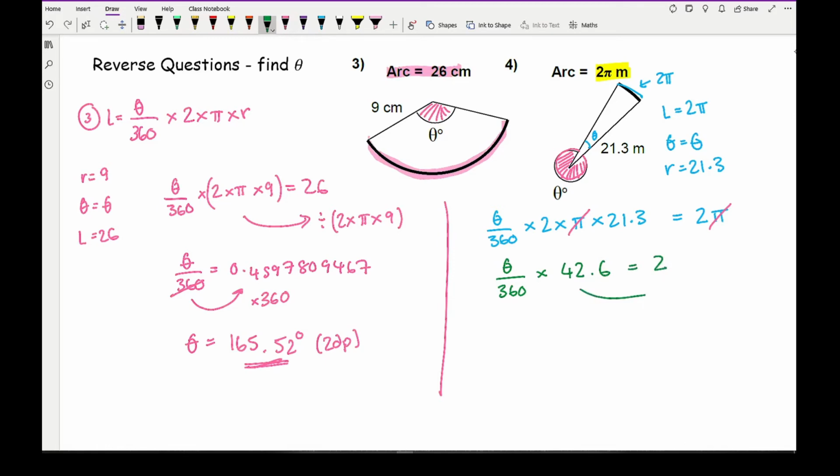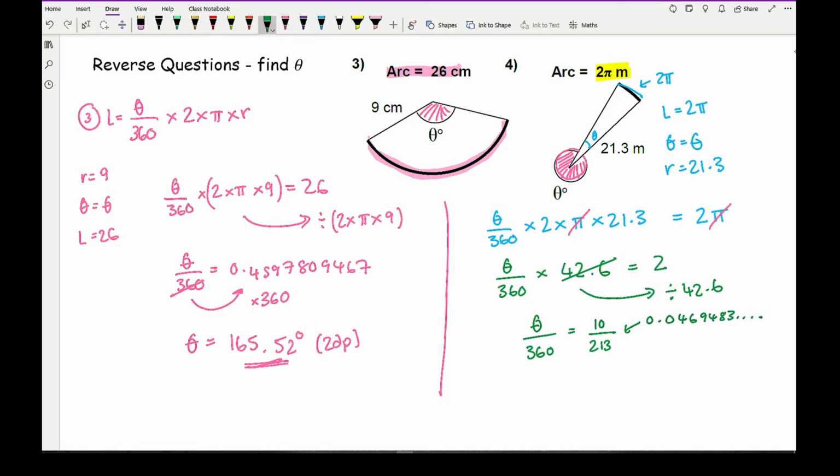So first thing I'm going to do is take the 42.6 over to the side by dividing, so that disappears. What I'm left with is theta over 360 equals 2 divided by 42.6. That gives me a long decimal number, so I'm going to leave it as a fraction, which gives me 10 over 213. As a decimal, if you've not got one of the Casio calculators, that is 0.04694883, and it continues on forever.